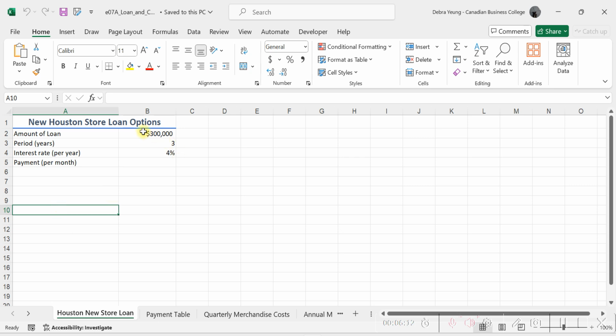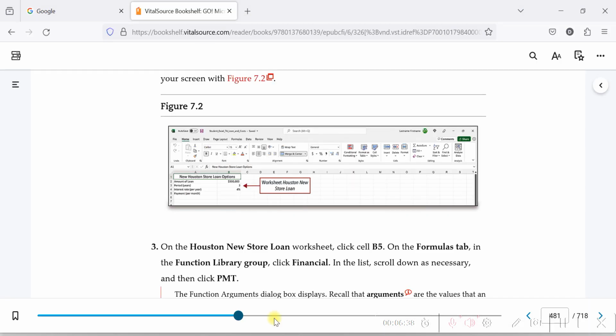So we know how much we're borrowing. We know how many years we have to pay it back, 3 years, and it's monthly payment, so 3 times 12. And my interest rate per year, or per annum, is 4%. And so how much is my payment going to be per month? So what we're going to do is use a function called the PMT. And if you leave me with knowing nothing more, one of the pieces of information I want you to really know well is the PMT.